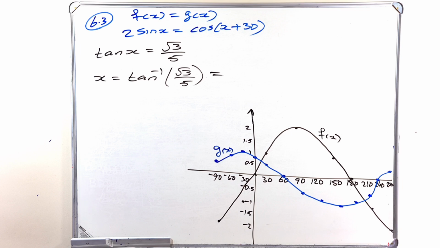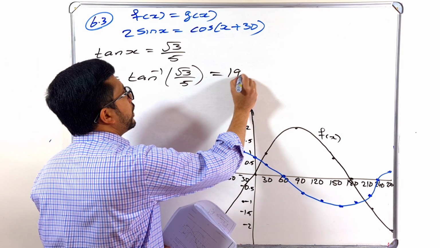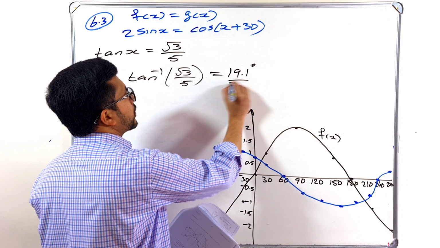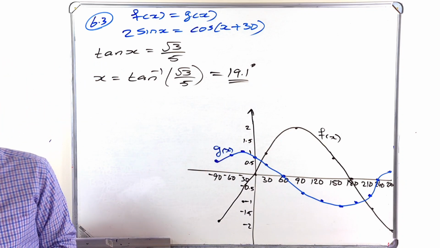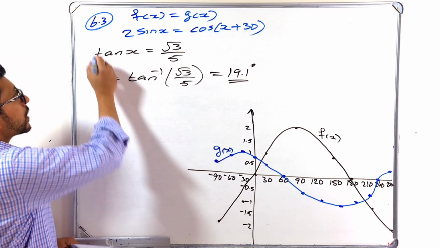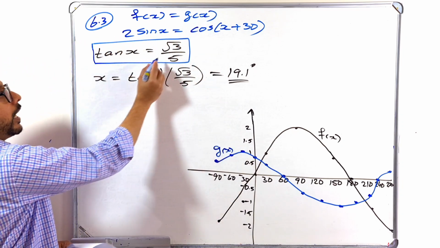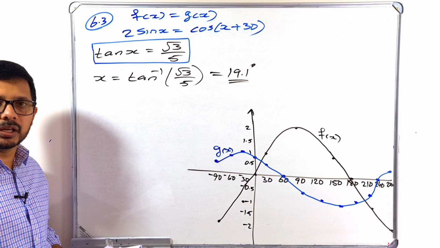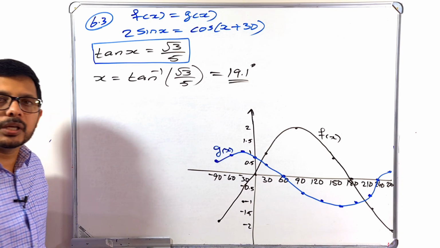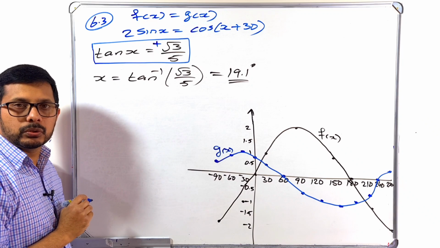It is 19.1. So this one is 19.1 degrees. Now you have to check one more thing. Is that the only answer? No, because look at our expression: tan x is equal to root 3 by 5. Tan x is equal to root 3 by 5 means this one is positive. Am I right? Positive root 3 by 5.